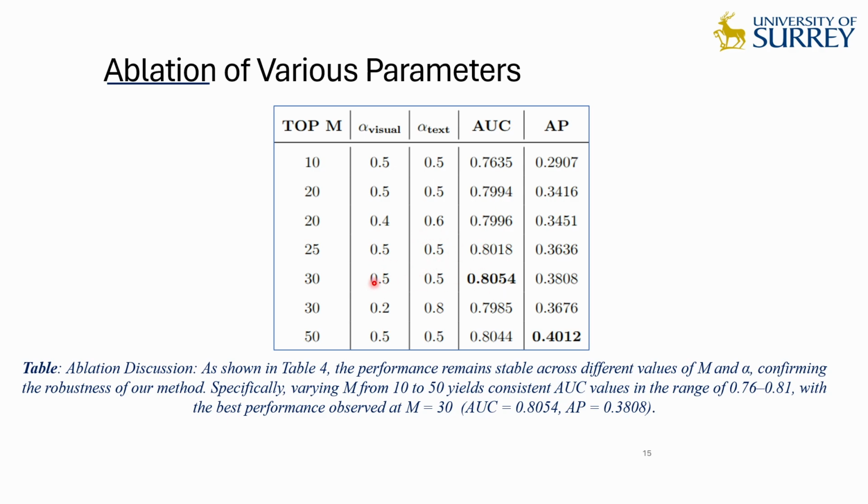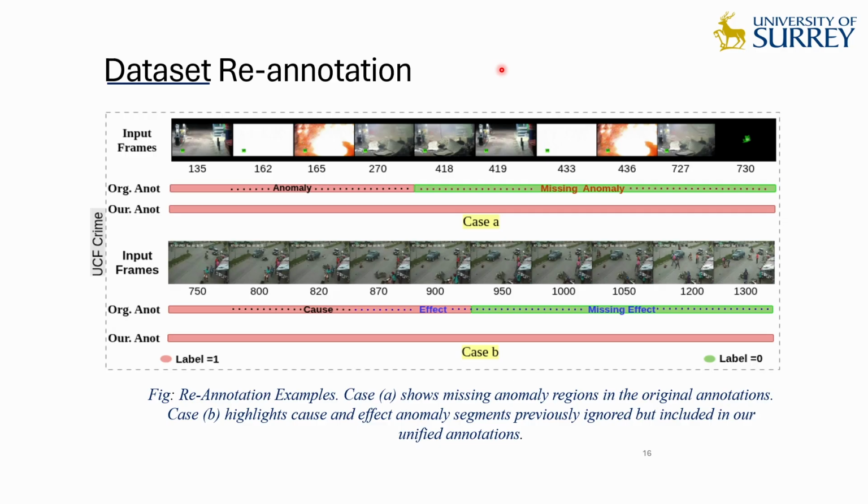So in that case we find that by taking m equal to 30 samples at a time, and then considering alpha textual and alpha visual as 0.5, we get a better performance. During our evaluation, we also find that there are basically two major datasets for video anomaly detection: the XD-Violence dataset and the UCF-Crime dataset.